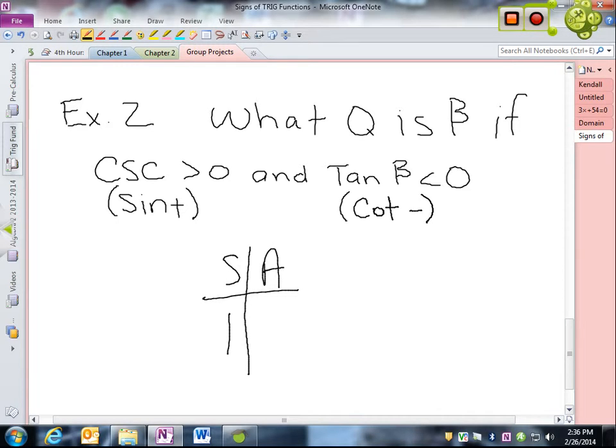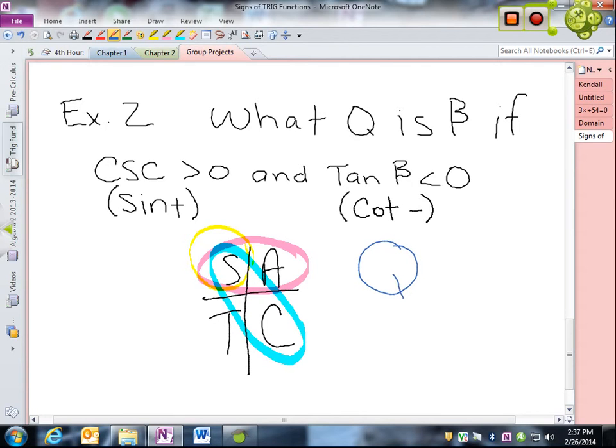So we draw our chart. So, if sine is positive, that means it's positive in quadrants 1 and 2. Tangent is negative in 2 and 4. Which one is overlapping? Quadrant 2. So your answer will be quadrant 2.